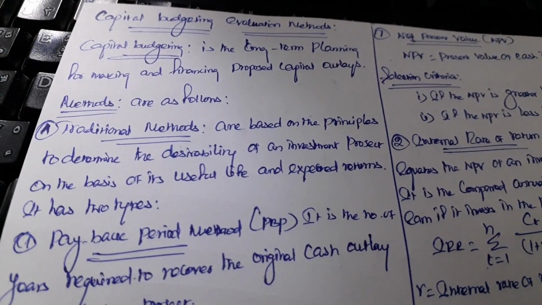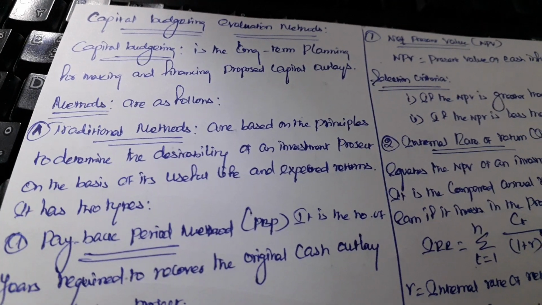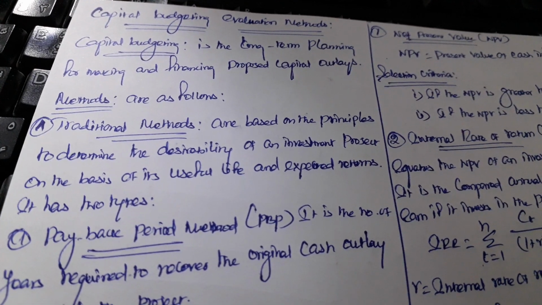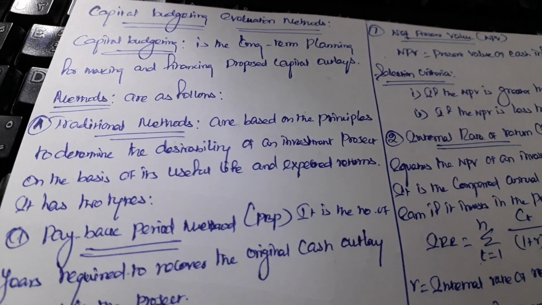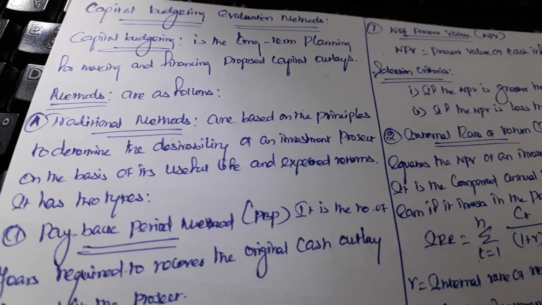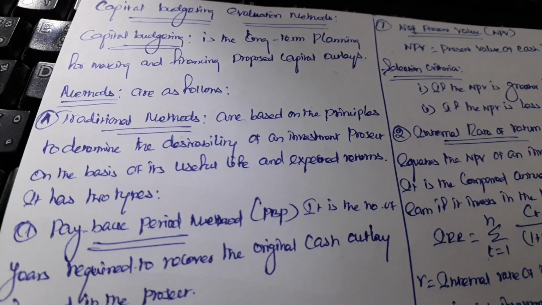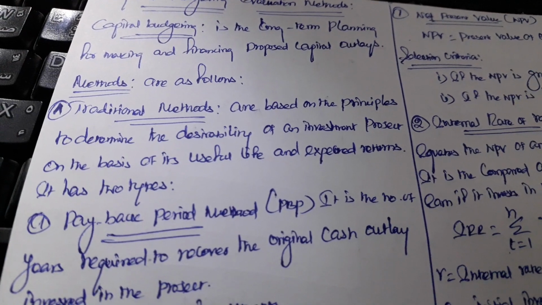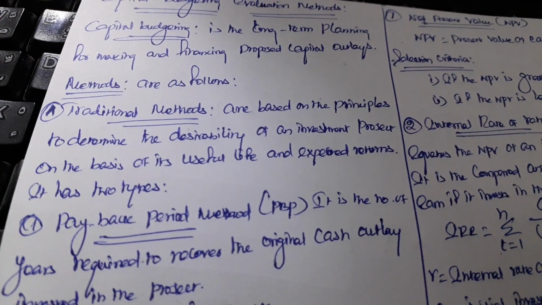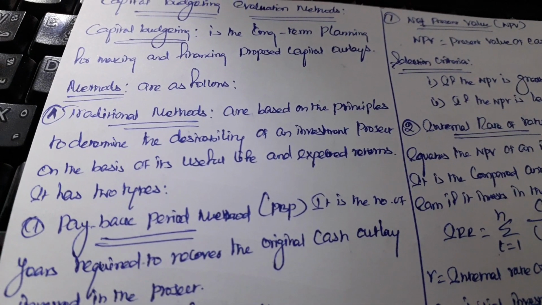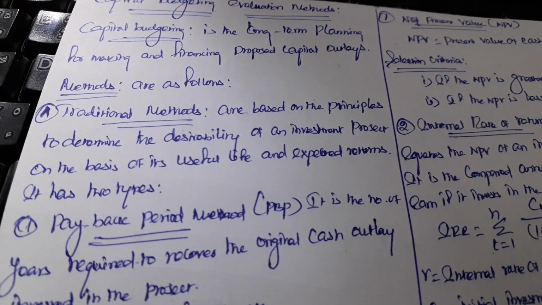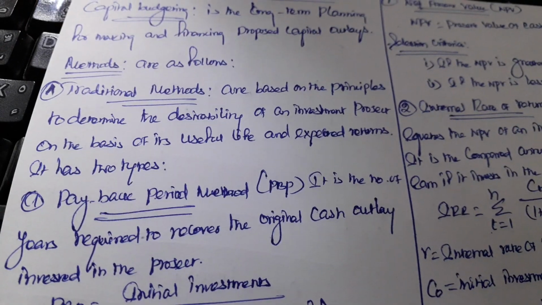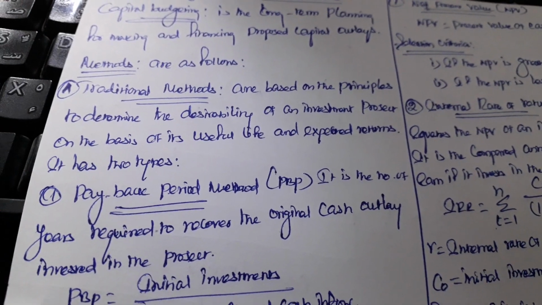Methods are as follows. It has two methods. The first one is the traditional methods. Traditional methods are based on the principles to determine the desirability of an investment project on the basis of its useful life and expected returns. This method is used for finding the project's useful life and how much we can expect from the project. For that purpose, we can use these methods.